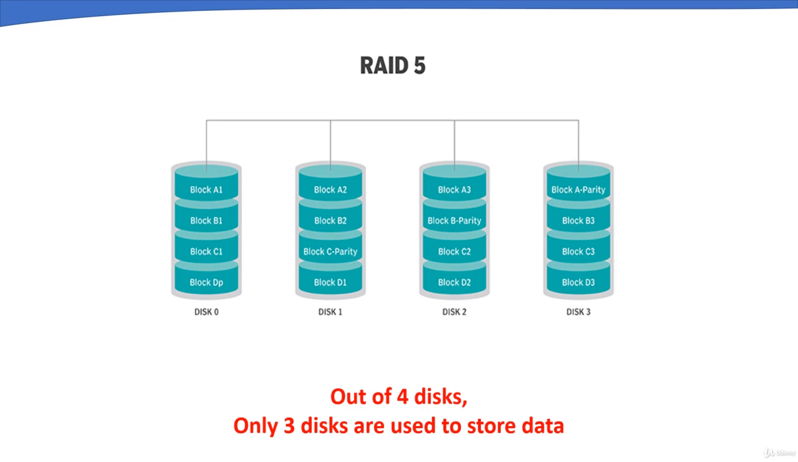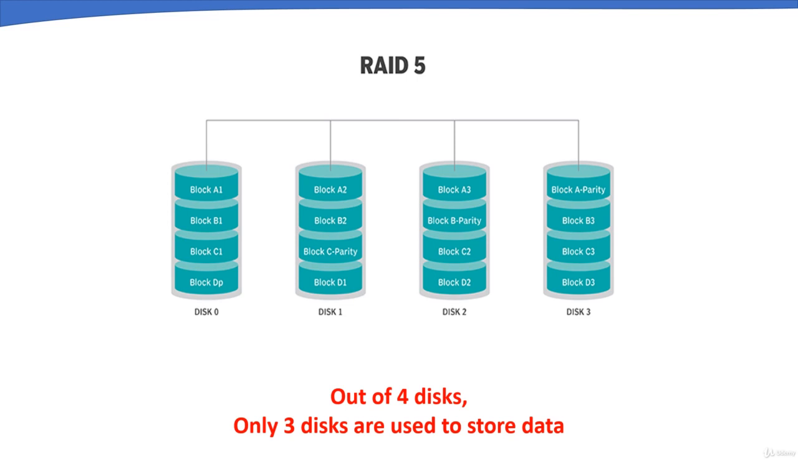RAID 5. RAID 5 is the most common secure RAID level. It requires at least 3 drives but can work with up to 16. Data blocks are striped across the drives, and on one drive a parity checksum of all the block data is written. As shown here, we are using 4 drives: disk 0, disk 1, disk 2 and disk 3. Three of them are used to store data blocks and the fourth one is used to store parity data.